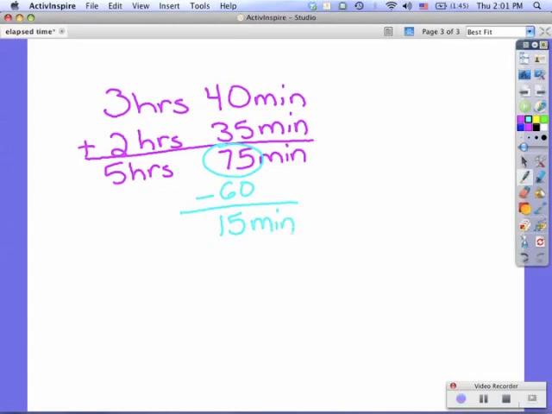But do I just lose that 60 minutes? What do I do now? Okay, you add the 60 minutes to the hours place, but when I'm adding 60 minutes to the hours place, how many hours did I just move over? 1. I moved over 1, so I'm going to add 1, which will make that 6 hours.